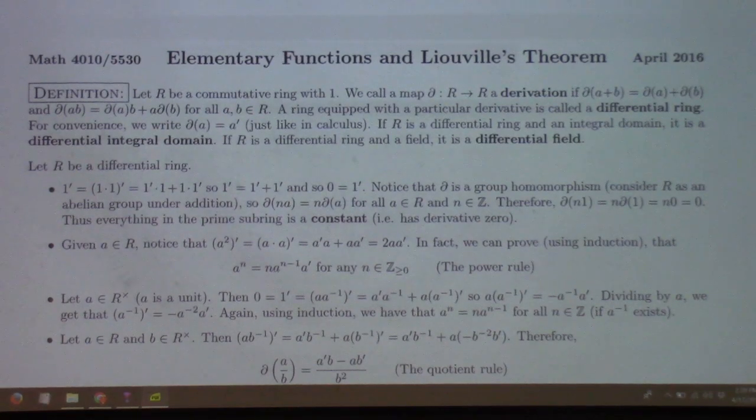The quotient rule for 1 over a looks something like the derivative of a divided by a squared with a minus, right? That would be our usual derivative for a quotient, yeah? And you can extend this by induction to all integers.